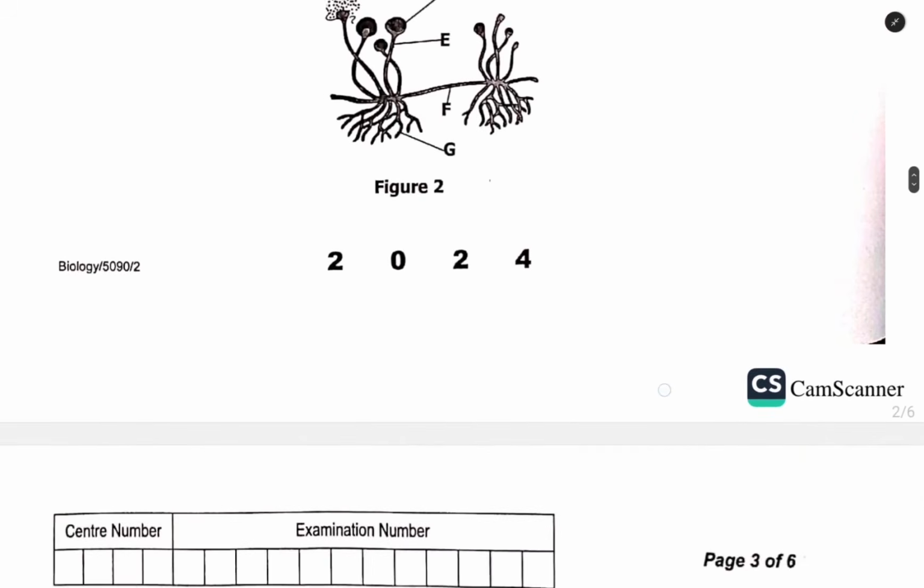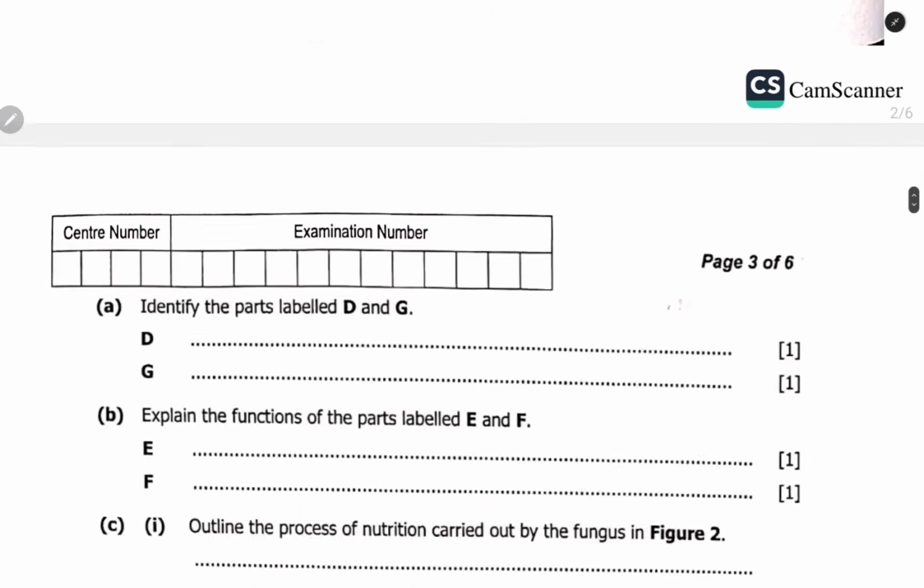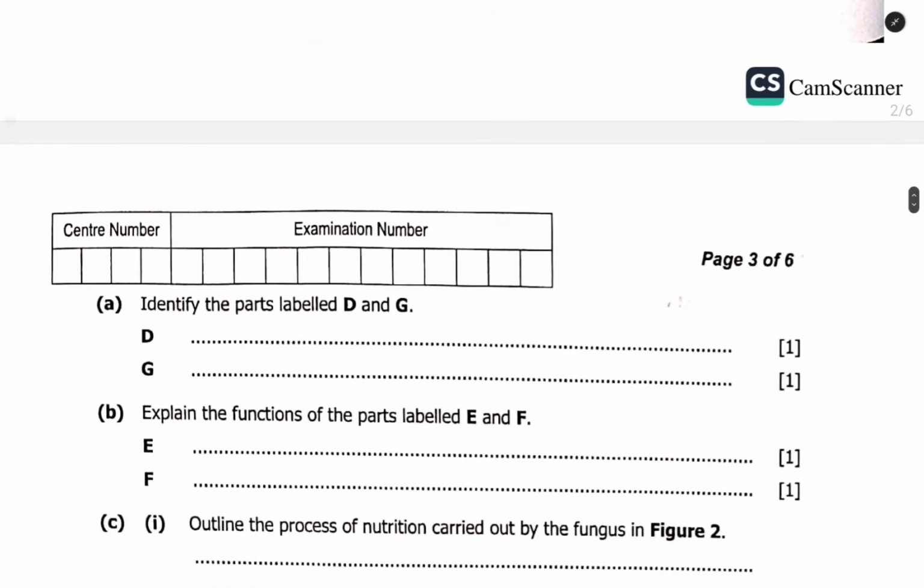So the part D is the top part there. Since it's just pointing at one, that is called the sporangium. Of course, the function of the sporangium, just to give here in case you find another question asking about that: it bears spores. Spores in saprophytic nutrition are more like seeds. They germinate under favorable conditions.